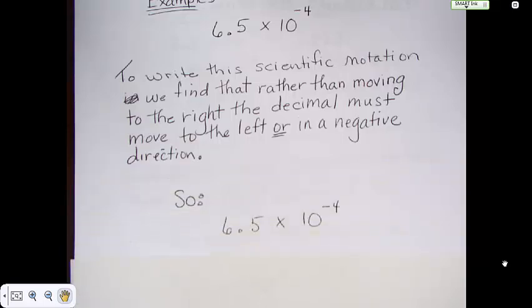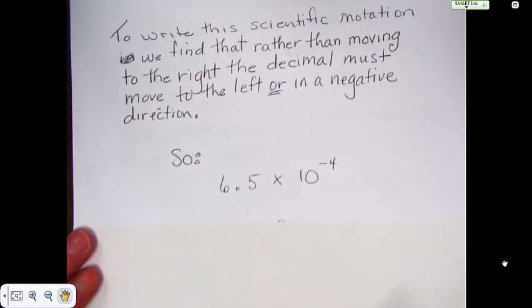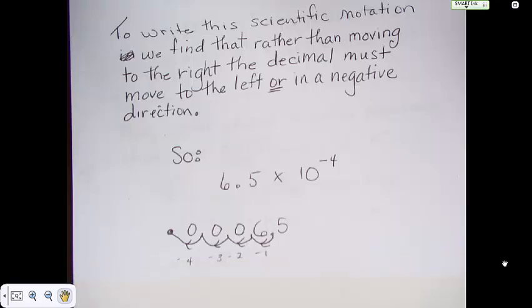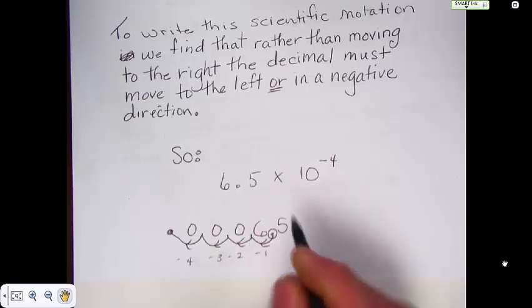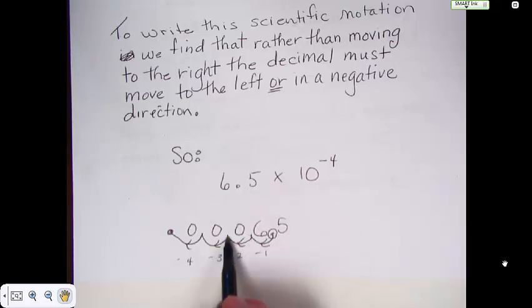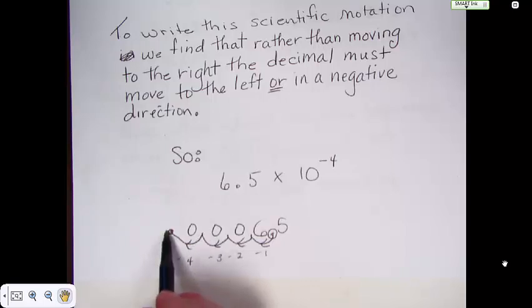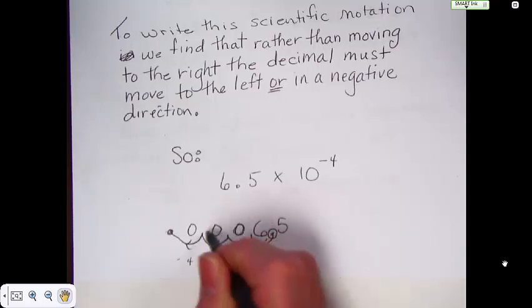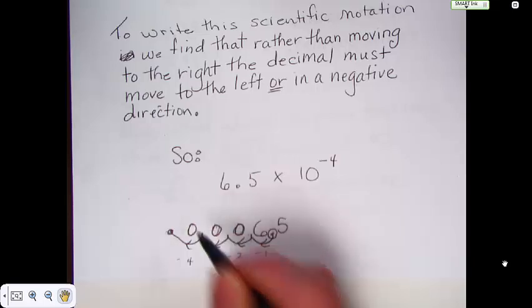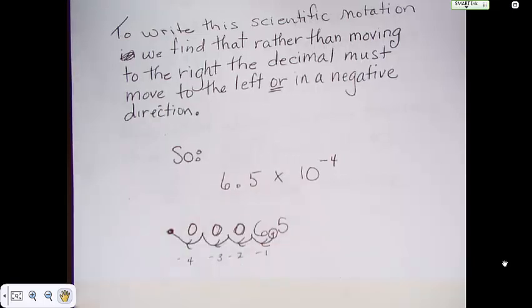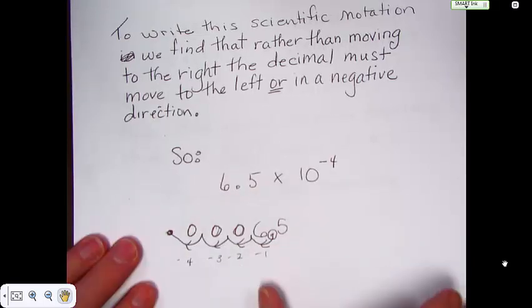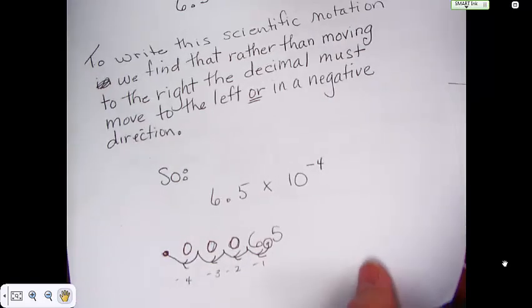So 6.5 times 10 to the negative 4 is going to show like this. Put your 6 and your 5 there. You start where the decimal is, so you'll start right here, and you'll go 1, 2, 3, 4 to the left, and fill in those holes with 0 placeholders, and this is your new decimal. It's not too hard, is it? I didn't think so. Okay, let's take a look.